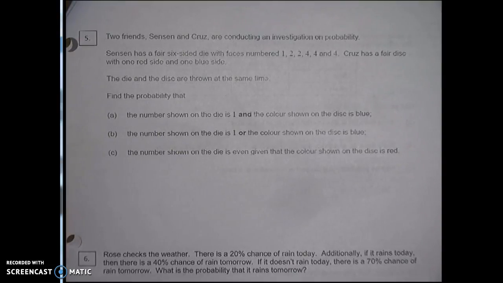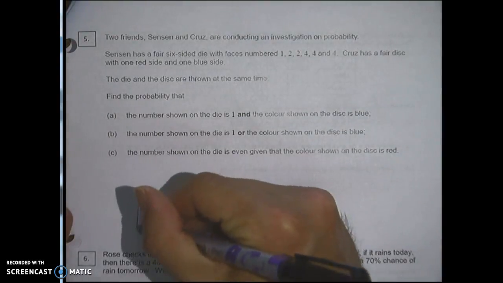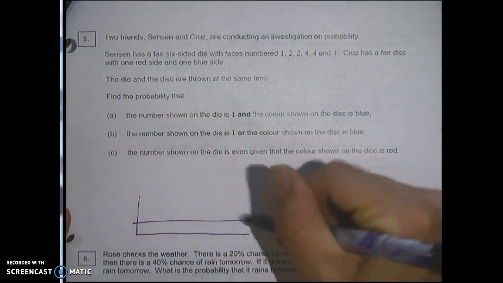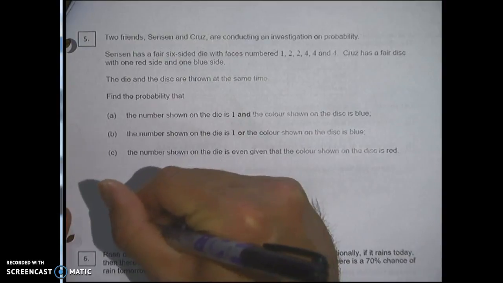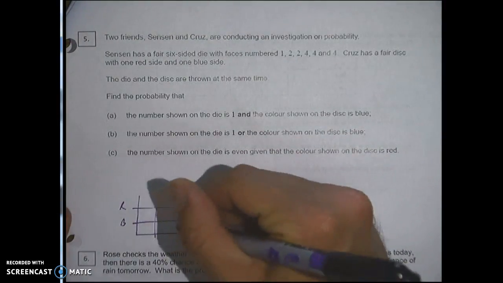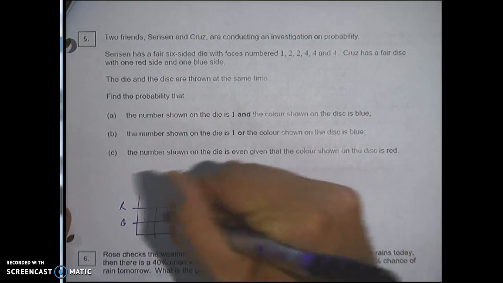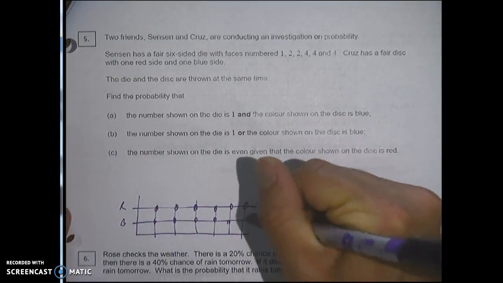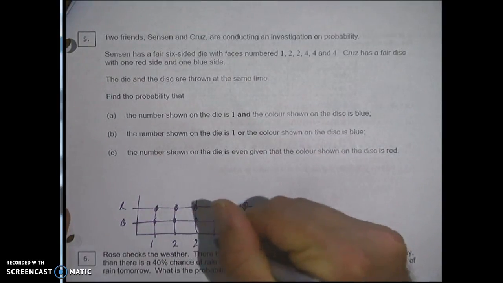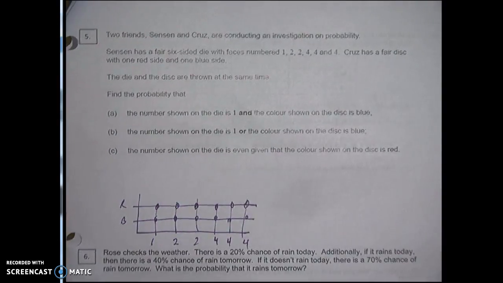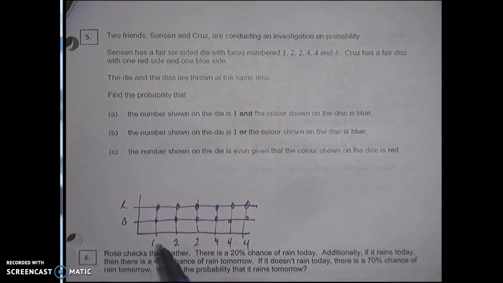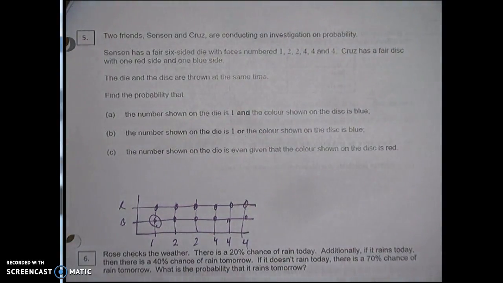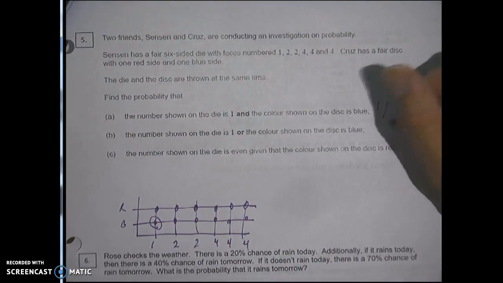It's not clear how we should exactly do this, but I like to think about these problems in terms of a sample space diagram. So I'm just going to draw myself one. I know that I've got red and blue on the disc, and then on the 6-sided die, 1, 2, 3, 4, 5, 6. Put some dots in here. The numbers on that die are 1, 2, 2, 4, 4, and 4. So what's the probability that the number shown on the die is 1 and the color on the disc is blue? That's just this one right here. So that's just 1 out of the 12 possible outcomes.